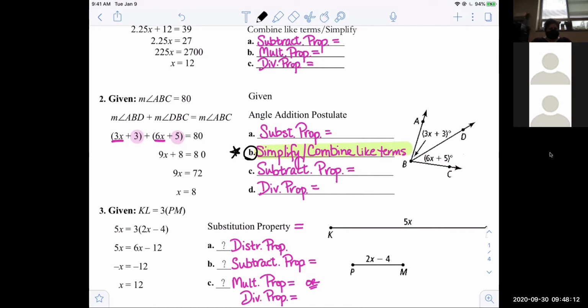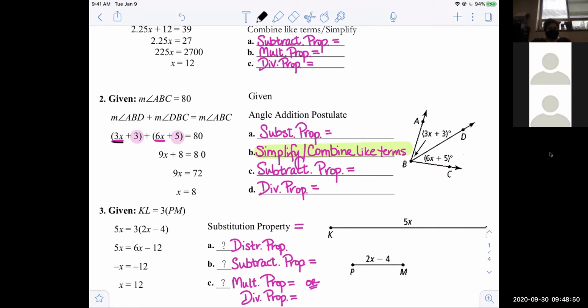What you did is say, okay, 3x and 6x, I'm going to combine those together and call that 9x. And then 3 and 5, I'm going to combine those together and call that 8. So you can say you're simplifying, you can say you're combining like terms. You can also call that substitution. Algebra teachers like to call that substitution because they're saying, I know that 3x and 6x is 9x, so I'm taking those out and I'm replacing it with 9x. Okay, so any of those would be okay. It is not addition. But simplify, combine like terms, or substitution property of equality would be okay for that one.